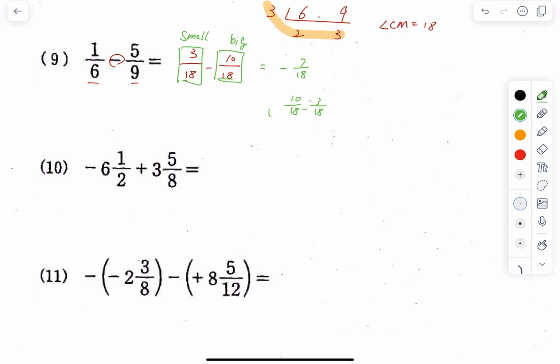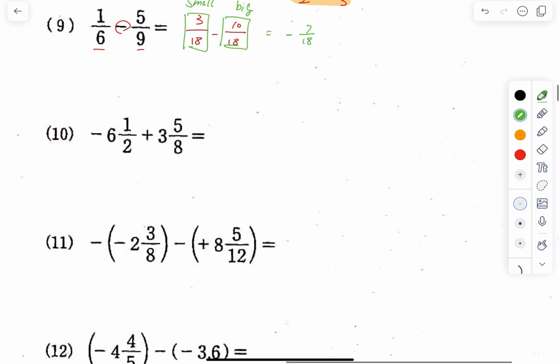Okay, so let's try it with the next question here. Negative 6 and 1 over 2 plus 3 and 5 over 8. LCM is 8, so negative 6 and 4 over 8 plus 3 and 5 over 8.